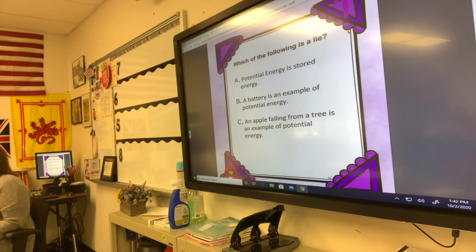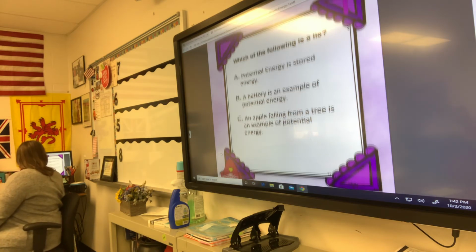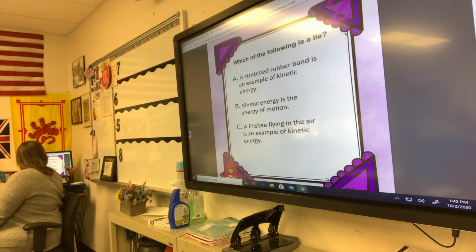Kamaya? C. Right. So the lie is C. An apple falling from a tree is not the example of potential energy, but it is the example of kinetic energy. Perfect. Good job. Okay. So number 2. Oh, I have to scroll down. There we go. There's number 2.